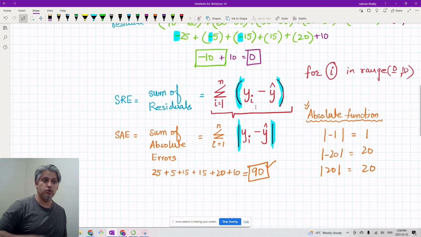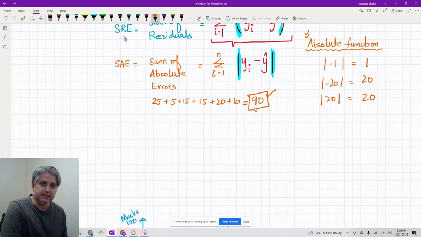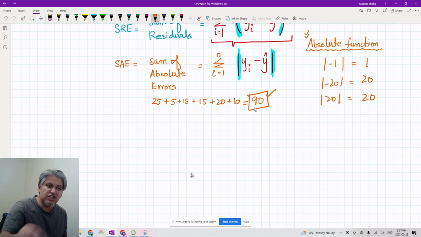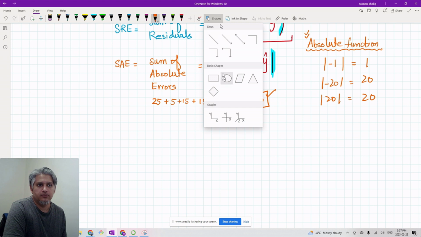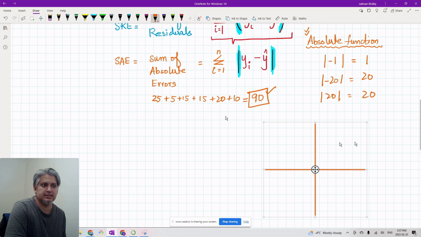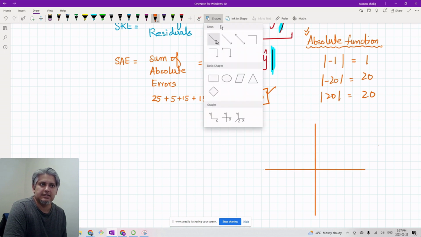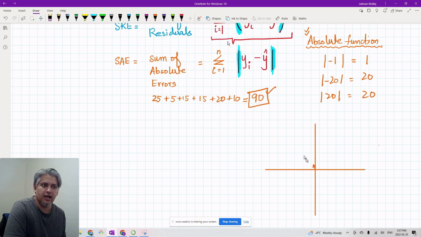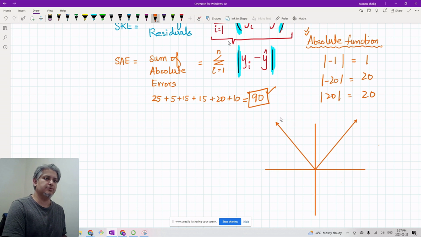Absolute error would do the job, but there is some sort of issue with the absolute function. If we draw an absolute function, it looks something like this. So it has a line. So the graph looks something like this. It is like a V. It will always and always give you a V kind of shape. So this would be the function, the absolute function. So if I say absolute of x, this is the function.